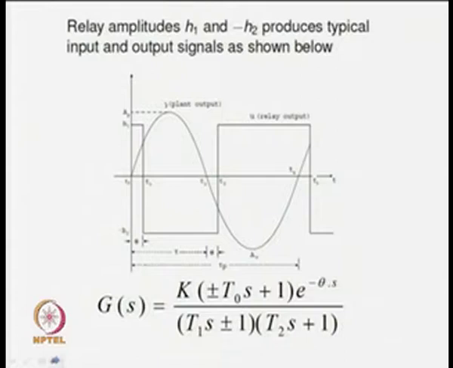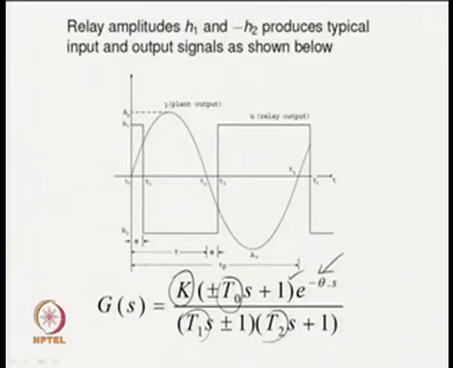Now, the transfer function model is G(s) = K (±T0 s + 1) e^(−θs) / ((T1 s ± 1)(T2 s + 1)). So, the transfer function model has got 5 unknowns, and those are the steady state gain K, the zero T0, the time delay θ, and the 2 time constants T1 and T2. So, in all we have got 5 unknowns, but so far we have been able to make 4 measurements on the asymmetrical output of the relay system.